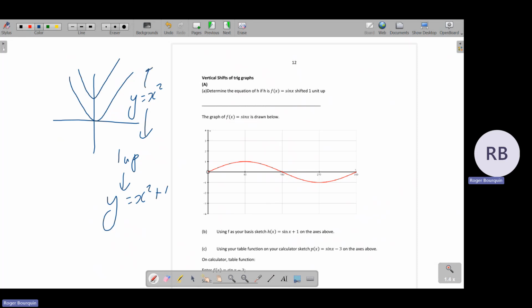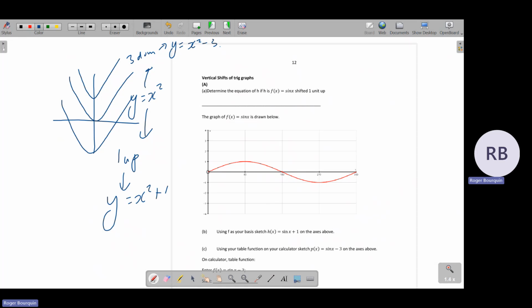If I wanted to move that 3 down, what would the equation be? You put the minus, like so, and the graph will go down. So to cause the graph to shift, we simply add a number to the end of the equation.